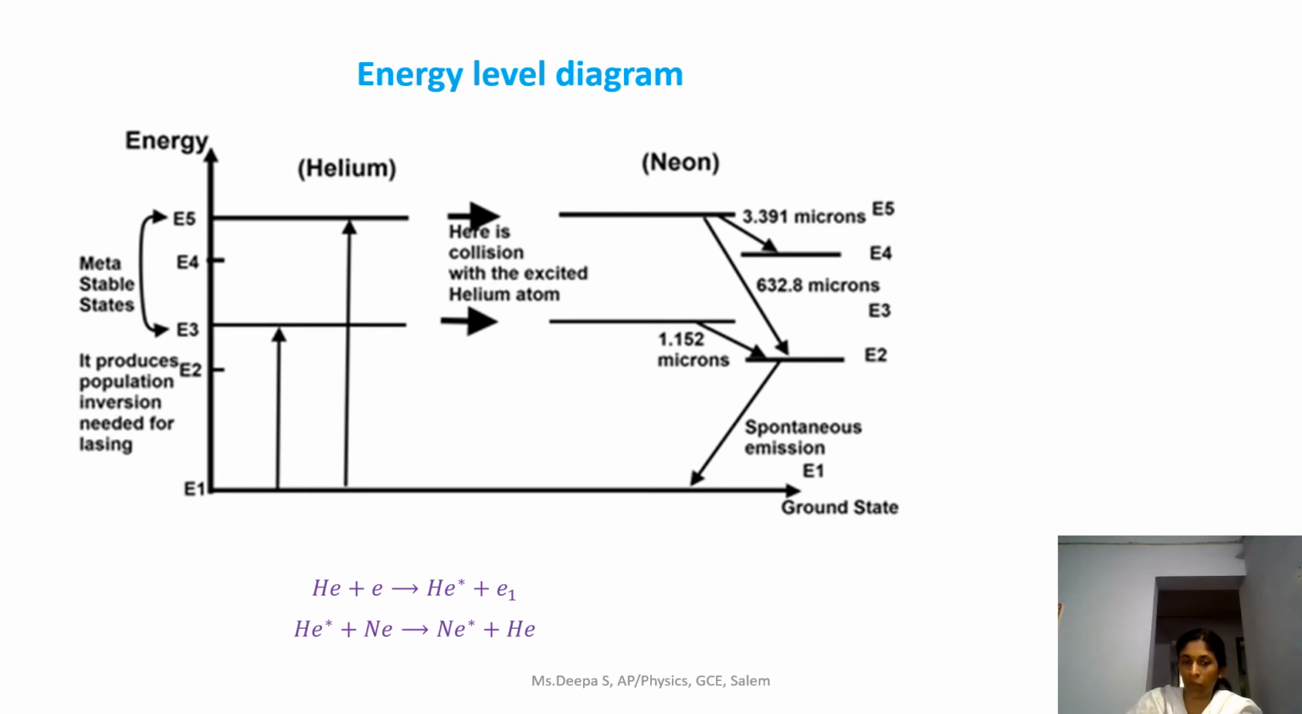To show the difference between these two, here it is taken as E and here it is taken as E1. This excited helium again collides with the ground state neon atom and moves the neon atom from the ground level to the excited level, plus helium. So the helium transfers some of its energy to the neon, and the neon goes to the upper level. Here the asterisk symbol denotes the variation in the energies.